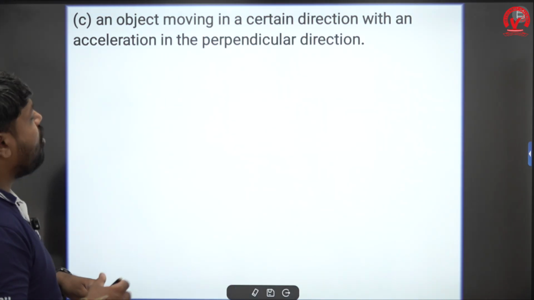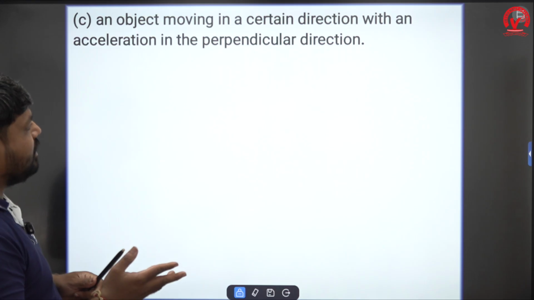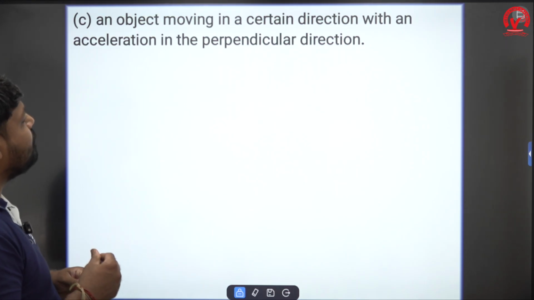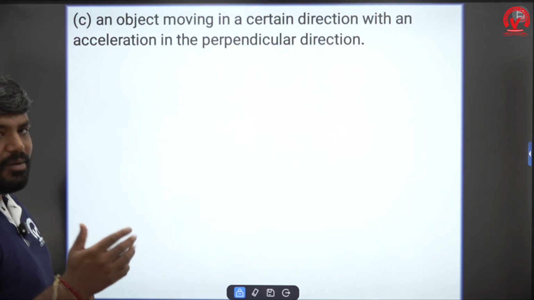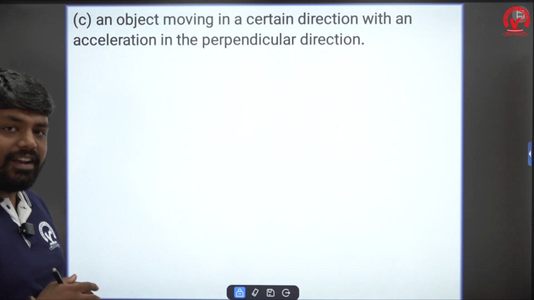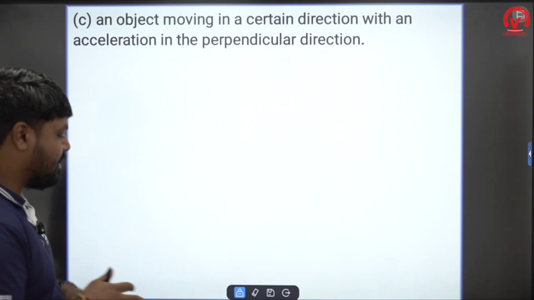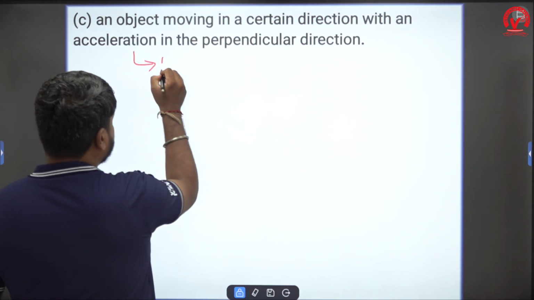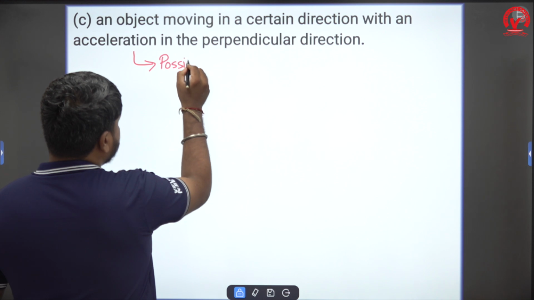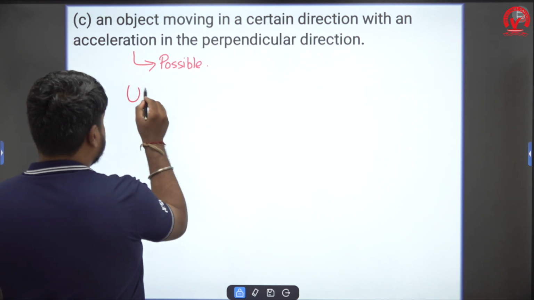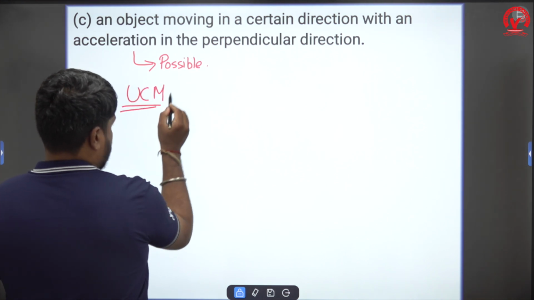Next: an object is moving in a certain direction with an acceleration in the perpendicular direction. Whether it is possible? Yes, possible. Same uniform circular motion. All these questions are based on uniform circular motion only. See here.